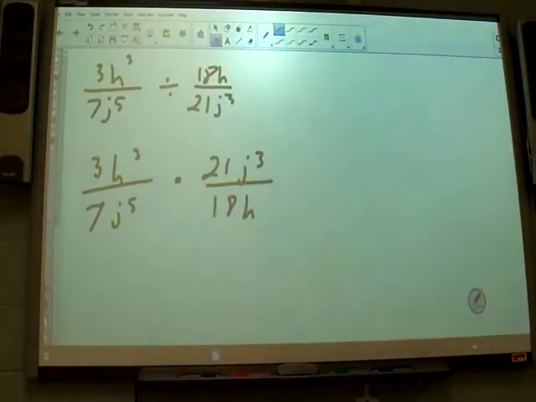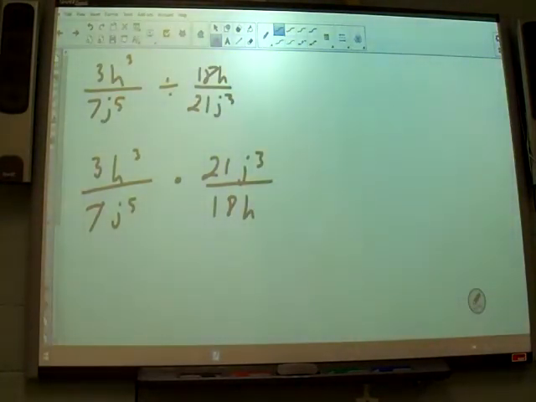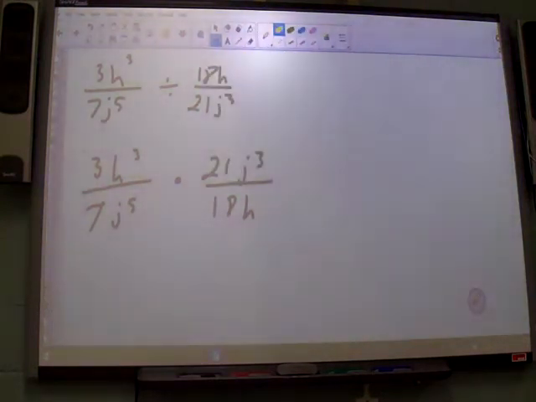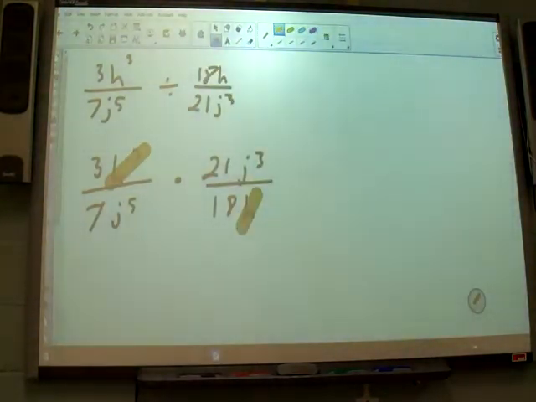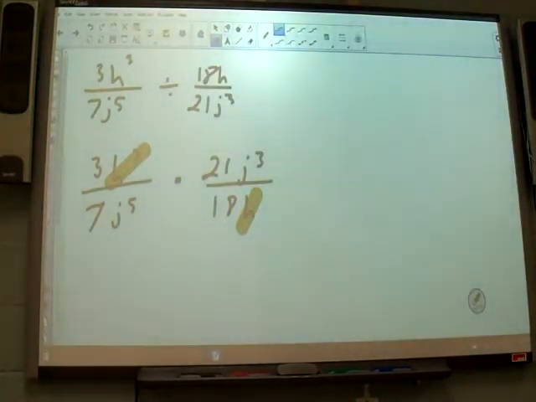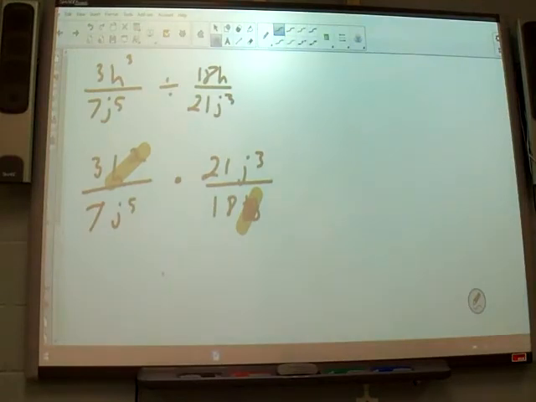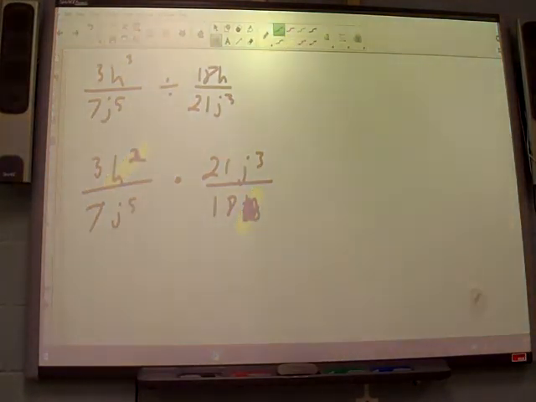J squared. Oh, I remember. This is up to you, just like on number 9, on how you want to do it. I'm going to start with my variables. Okay? So let me get a highlighter this time. Maybe that'll help. If I start with my h's, I've got an h cubed over an h. 3 minus 1 is 2, so the whole h down here would go away. This one would turn to h squared, because 3 minus 1 is 2.